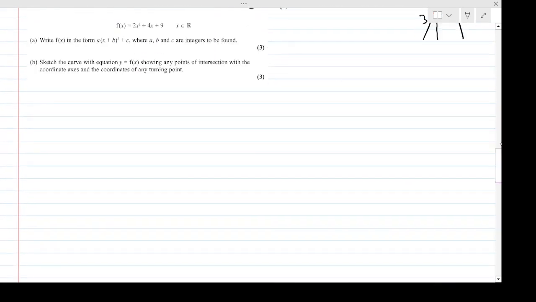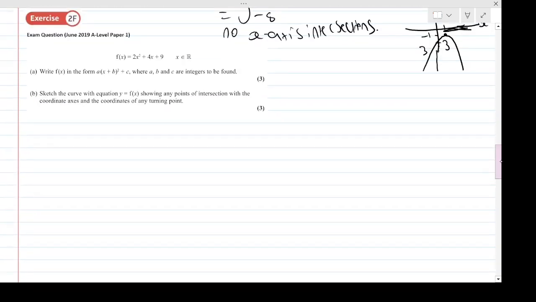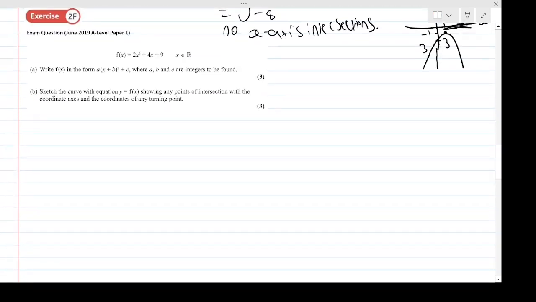So I've got more examples then. Here we've got a past paper question. In part A, we are given f of x is 2x squared plus 4x plus 9. First of all, it's asking us to write f of x in this form here. You should recognise that this is completing the square because I have a square bracket of x. So let's complete the square.